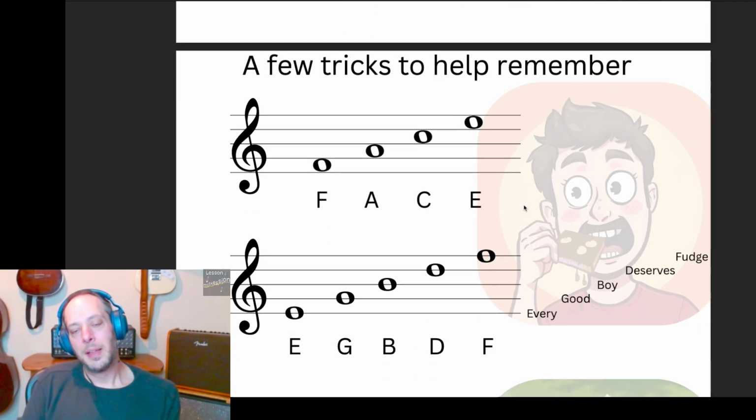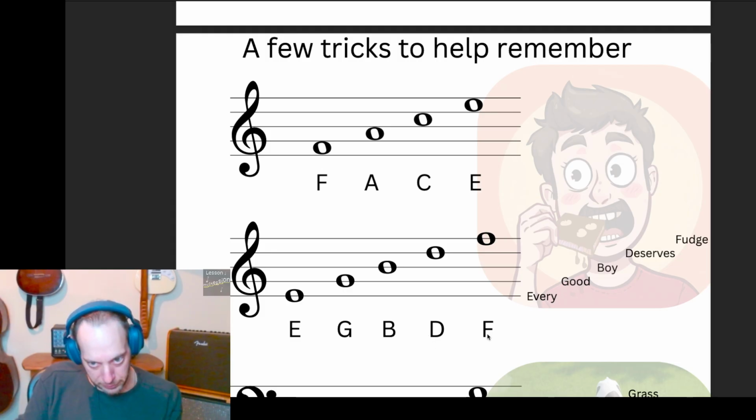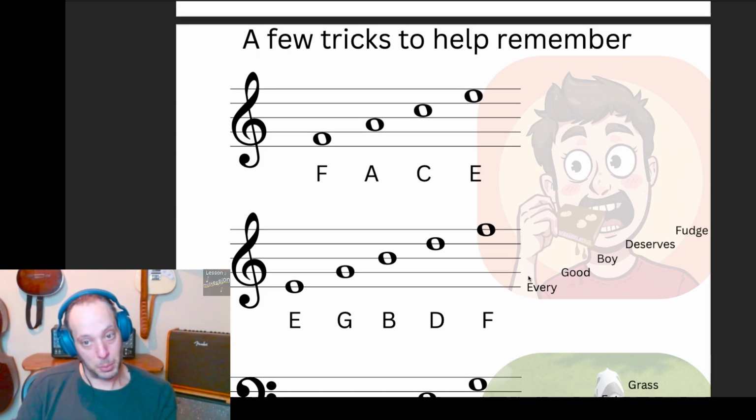So there are a few tricks that you can use to remember. In the treble clef, the spaces are going to spell F-A-C-E, the word face. And for the lines, if we take the first letter of every word here, every good boy deserves fudge, we get E for every, G for good, B for boy, D for deserves, F for fudge. So that's how we can remember the 5 lines in the treble clef.